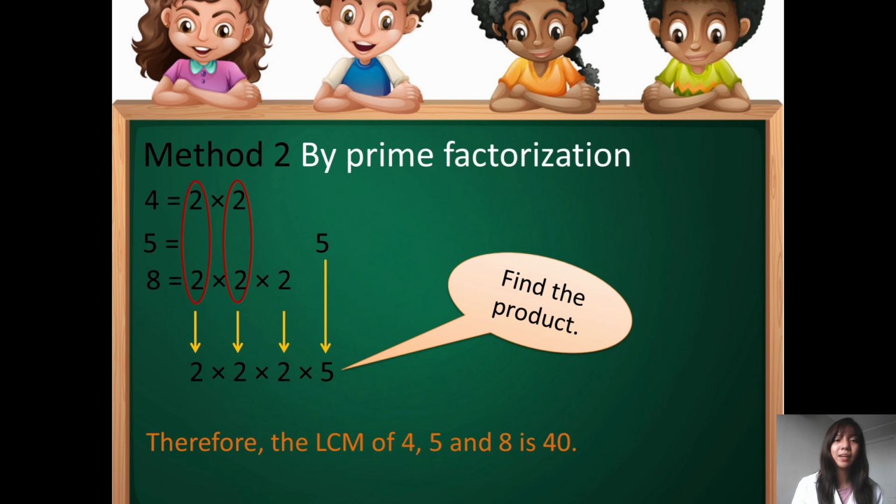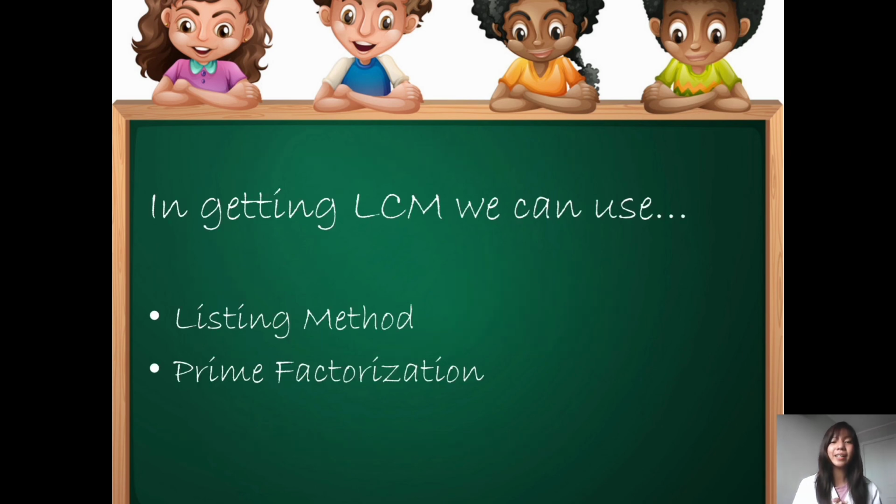Understand? So in getting the LCM, we can use the listing method, the first method that I showed you, and then the prime factorization. You will still get the same answer. It's up to you, alright?